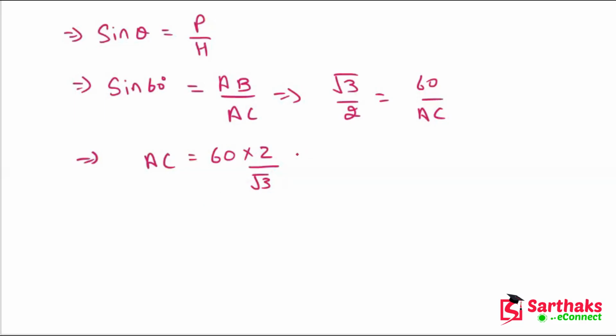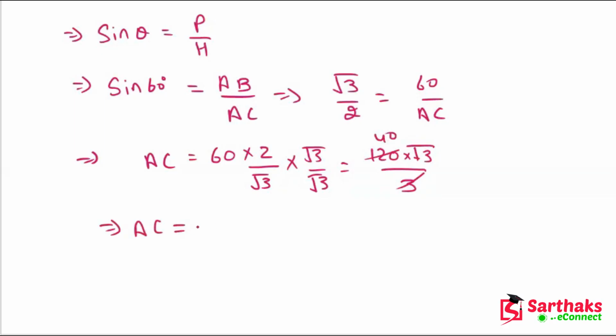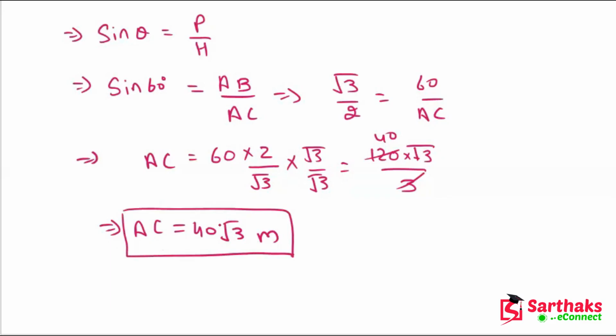So now multiply by root 3 upon root 3. So we get 120 into root 3 divided by 3. So it will become 40 root 3, meaning AC is equal to 40 root 3 meters. This is our final answer.